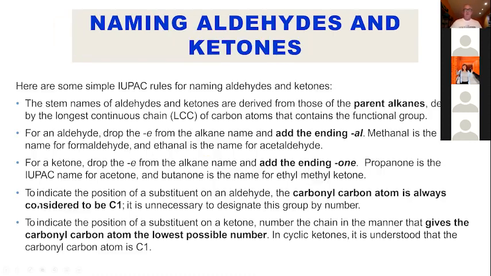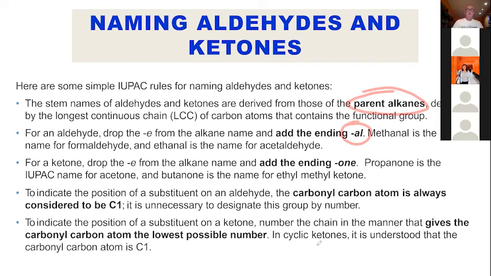Now, naming these things, don't be terrified, you can read it a little later. It's a little more straightforward. Again, just find the longest straight chain carbon you can, and that's the parent alkane, butane, propane, whatever it is. Find the longest one. If it's an aldehyde, that's going to be at the end automatically, and you just add the name al. So that one's pretty straightforward.